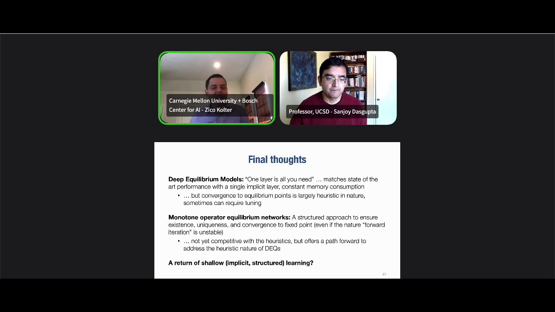But from the highest level, what really excites me about this is this whole notion of rethinking what depth means. Because we've been so focused on the notion of depth as inherently powerful, which is useful, and depth as different layers of abstraction is useful. But I also think there's this very important concept of depth as dynamical systems.